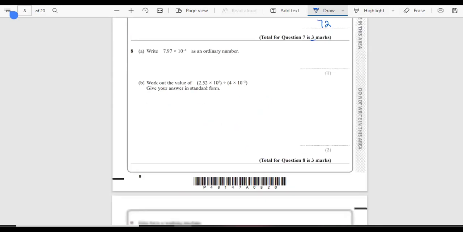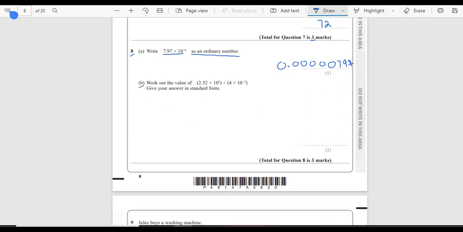So this is the 78th question. It says write this as an ordinary number. So how do we write a number as an ordinary number? You would move the decimal point 6 places to the left. Very good. And then you remove the times 10. So it is 1, 2, 3, 4, 5, and then 7, 9, 7, right?